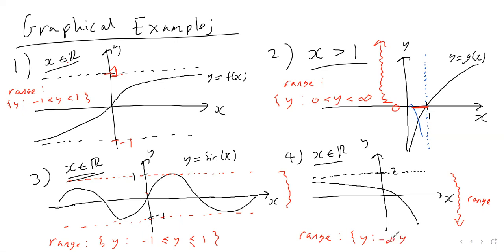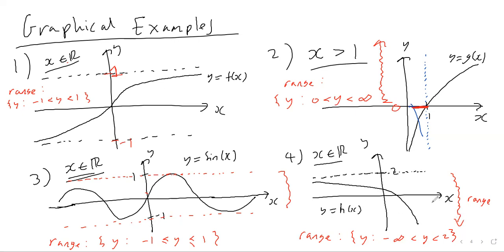So -infinity, sorry, let me actually write this again, just to get more space. -infinity will be less than y, which will be less than 2. So basically y is going to be between 2 and -infinity, because that's the way that this graph is going. That's the range of this function here. And I'll call this function y equals h of x, just to distinguish it from the others.